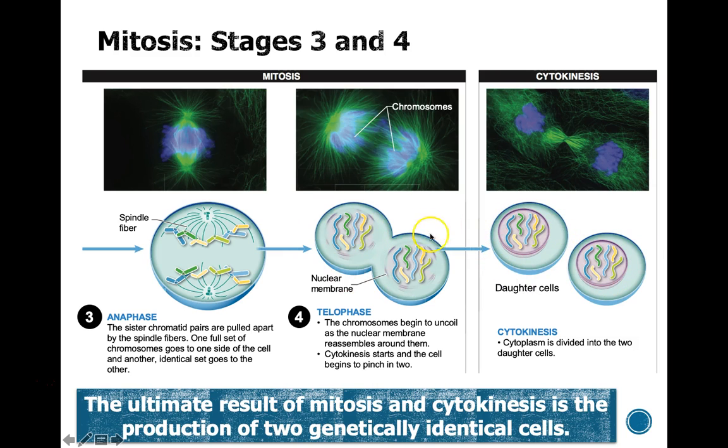So in this image here, we actually have telophase occurring, which is the reforming of the nucleus and the decondensing of chromosomes. And we also have cytokinesis occurring, which is the splitting of the cytoplasm and all of the organelles. So the ultimate result of mitosis along with cytokinesis is the production of two genetically identical daughter cells. So for every one cell that we start with in mitosis, we get two daughter cells. Now, producing genetically identical cells is one of the key features of mitosis and the whole goal of mitosis.